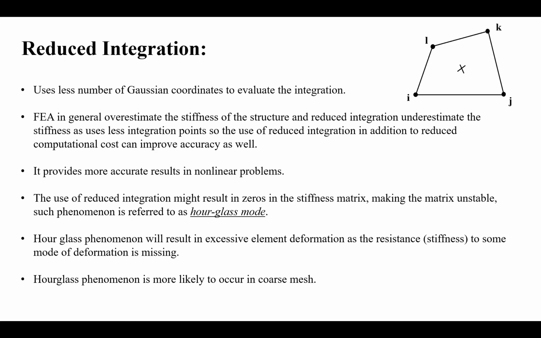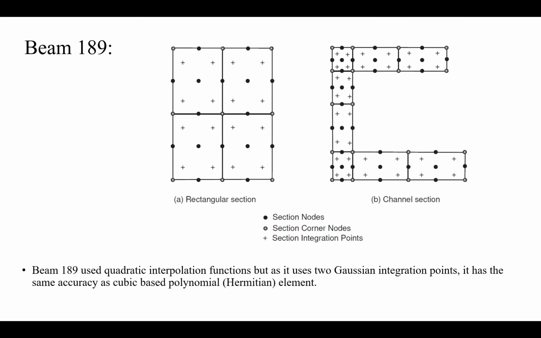An hourglass problem is more likely to occur in a coarse mesh. So you have the problem of shear locking in full integration and an hourglass problem in reduced integration.